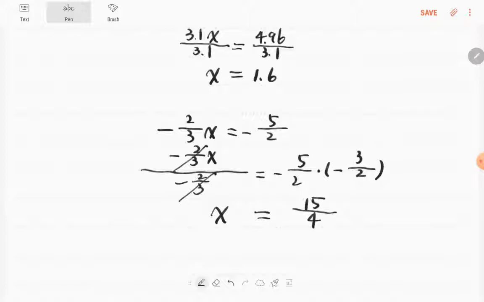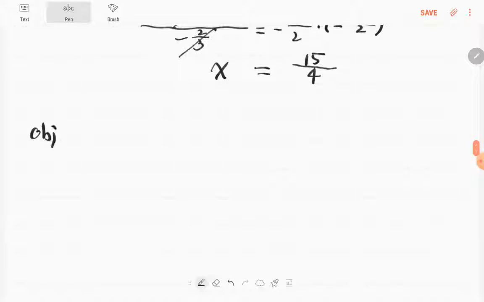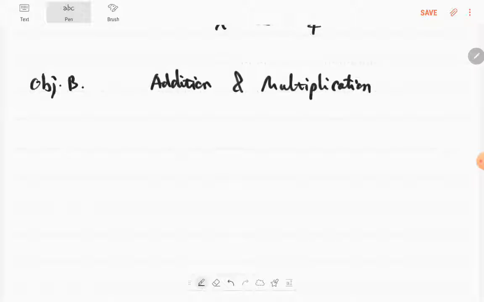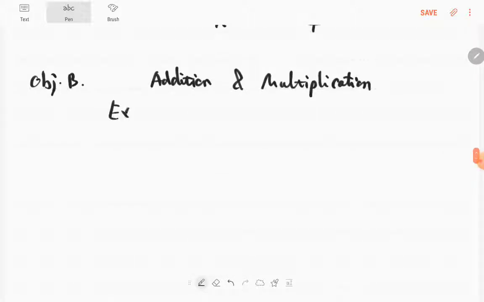Let's move on to objective B. We already know the addition property, and we also learned the multiplication property. We can put them together to solve the problem. Okay, let's check this example. So this is using addition and multiplication to solve the problem.